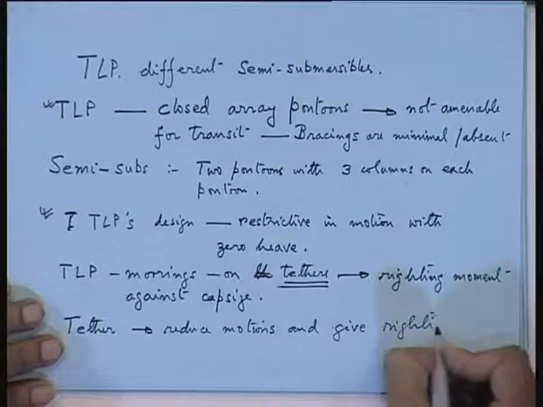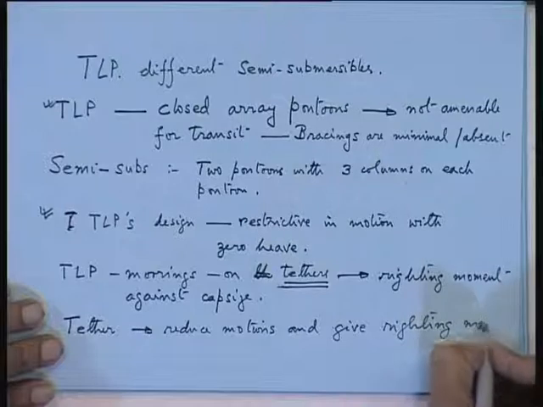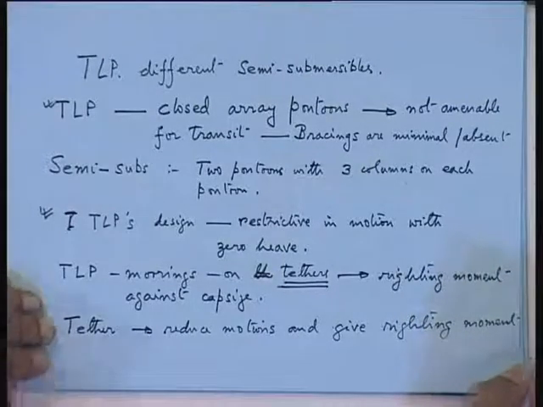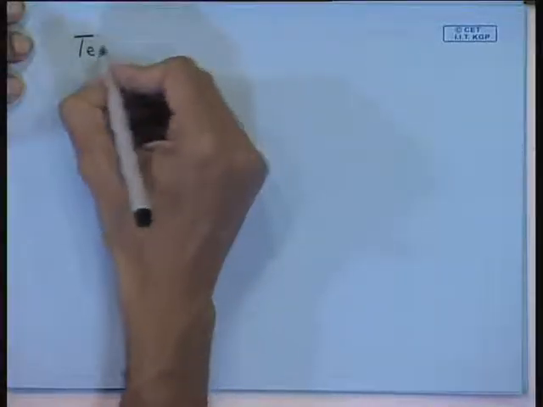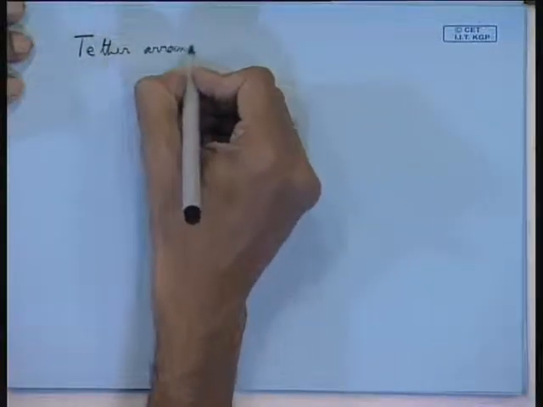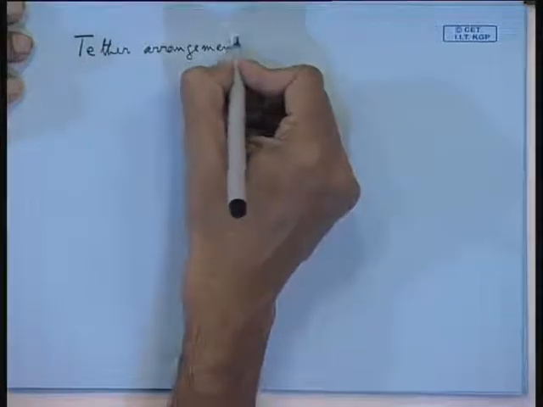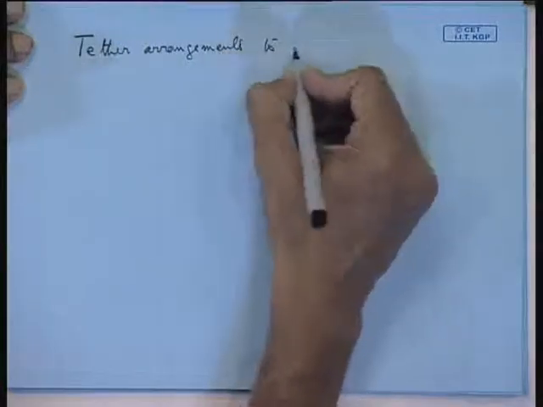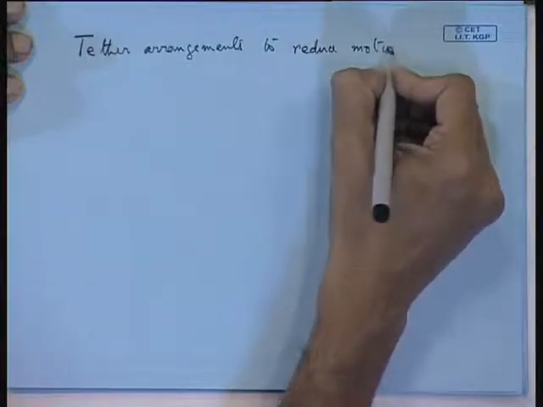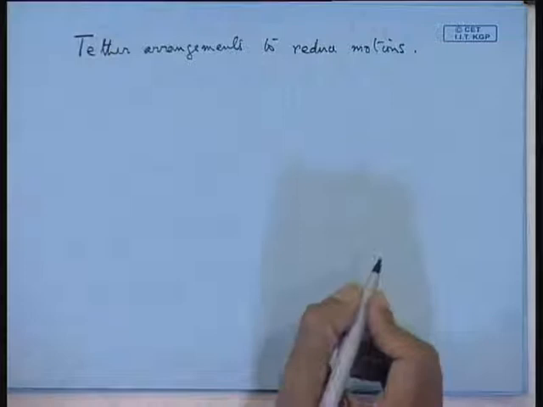Now, here the tether arrangement is of primary importance. How do you arrange the tethers? Based on your tether arrangement, the other configurations follow. So, the tether arrangement you have to do to reduce motions. So, this is normally done; this is the main advantage of tethers.